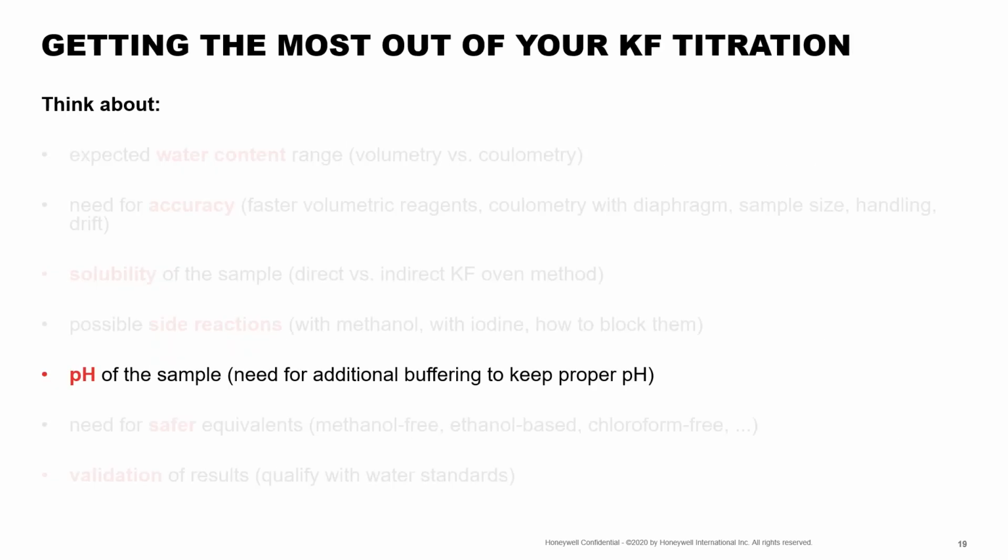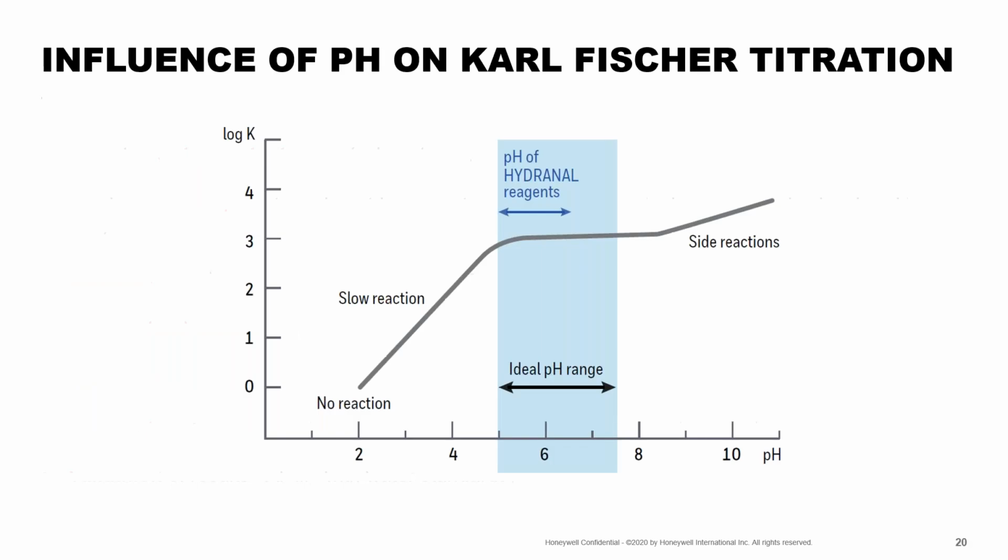Okay, so we've covered sample solubility. We've covered possible side reactions that can take place and how we can choose the correct reagents to block them. Now we're going to talk about the pH of the sample and why that even matters. So what we have here on the screen is a chart of the Karl Fischer reaction rate, log K, plotted against the pH of the solution itself.